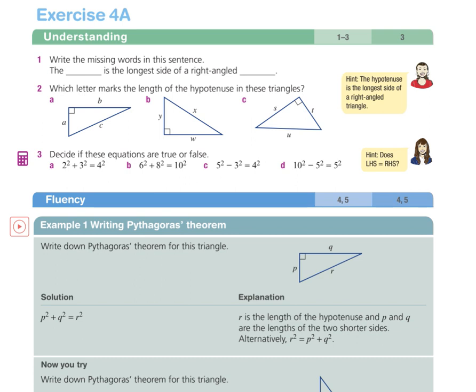Write the missing words in this sentence. So the hypotenuse is the longest side of a right angled triangle. I'm just going to write hypotenuse. Hypotenuse of a right angled triangle.